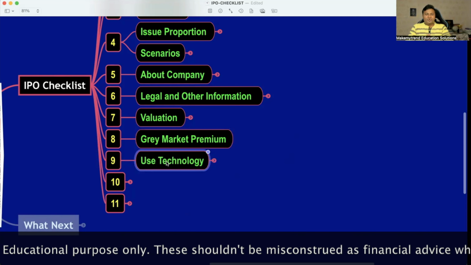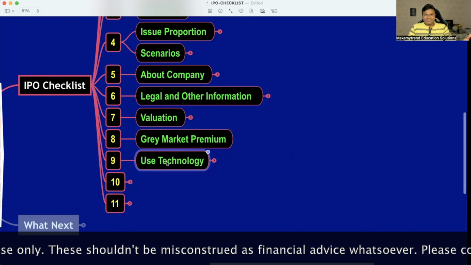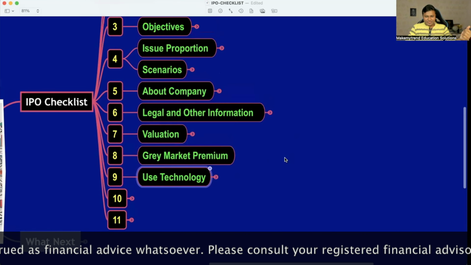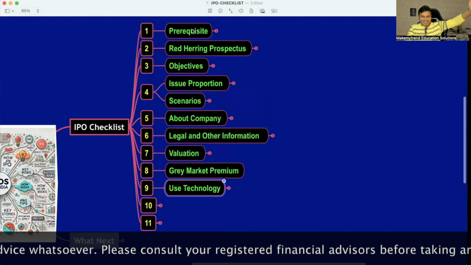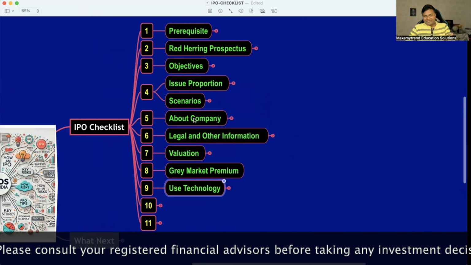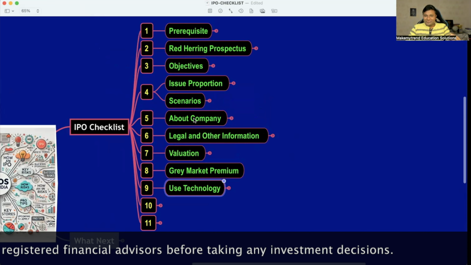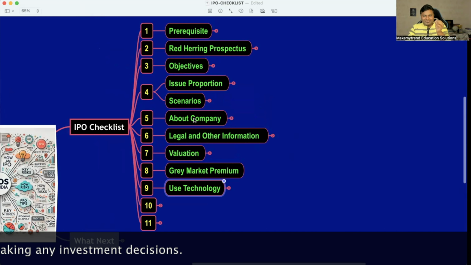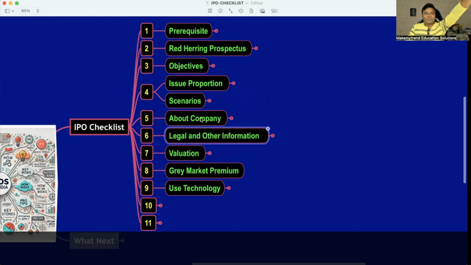Now, the next one is that you've got to use technology. ChatGPT is the best thing you can utilize to do the IPO analysis. As we are talking about the Red Herring Prospectus, there are many important pointers which we have discussed. What if I tell you that you don't need to do anything? You can write prompts in ChatGPT, and ChatGPT will give you answers about all the valuation, legal, and other information about the company. That's the power of technology which you must apply.